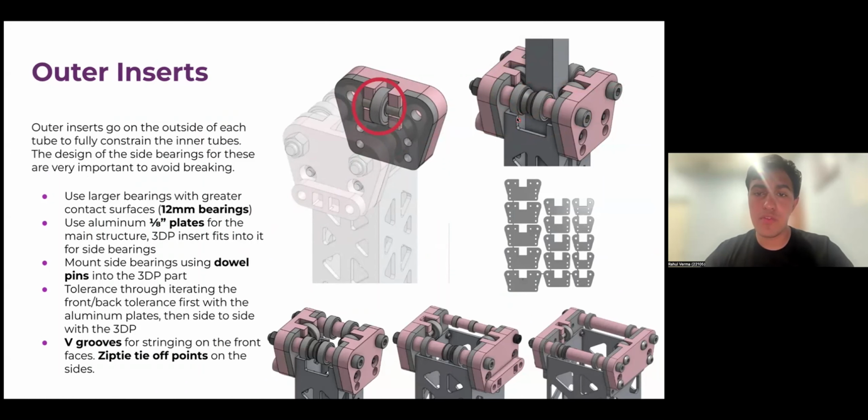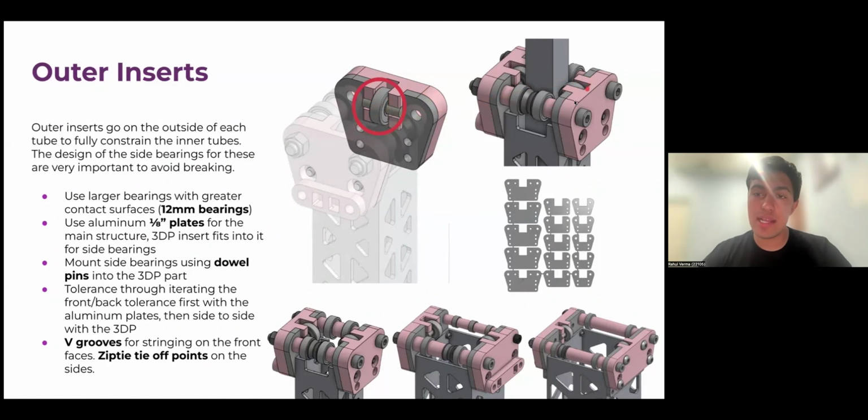What we recommend for these outer inserts is this design, which uses aluminum inserts integrated with a 3D print backing. One of the biggest difficulties for designing a box tube is finding a strong way to mount these side bearings, which constrain the tubes side to side. What we decided on for our V2 box tube is these 1/8 inch aluminum plates, which are super rigid. This 3D print backing goes on with a dowel pin and a bearing for constraining the tube side to side.